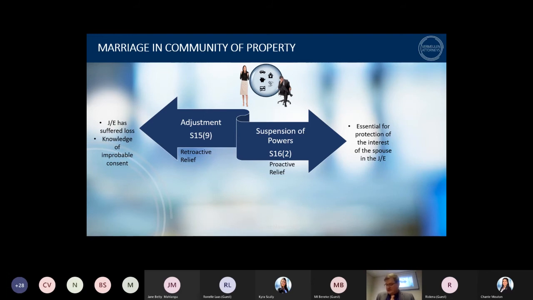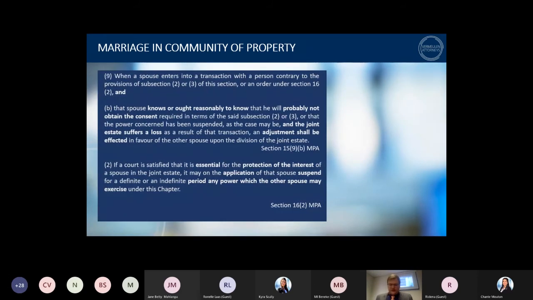Okay, Section 15(9), if you want to see a nice vague section in the Matrimonial Property Act, look at Section 15(9). So when a spouse enters into a transaction with a person contrary to the provisions of Section 2, subsection 2 or 3, remember, no consent in writing, no consent verbally. Those are the two we dealt with. That's subsection 2 or 3. Or an order under Section 16, which we'll look at a little bit later. And look at now at subsection B.